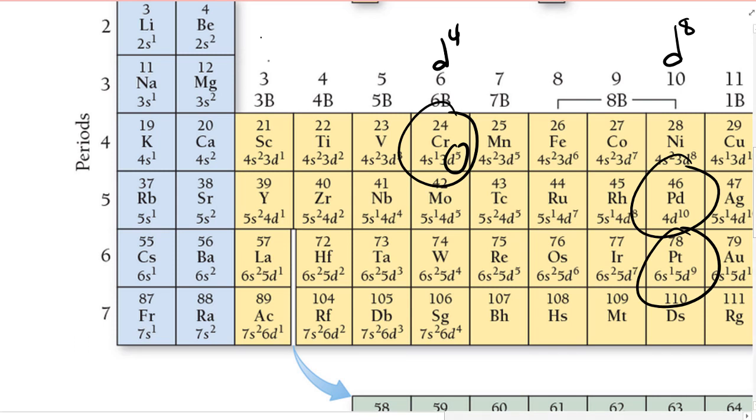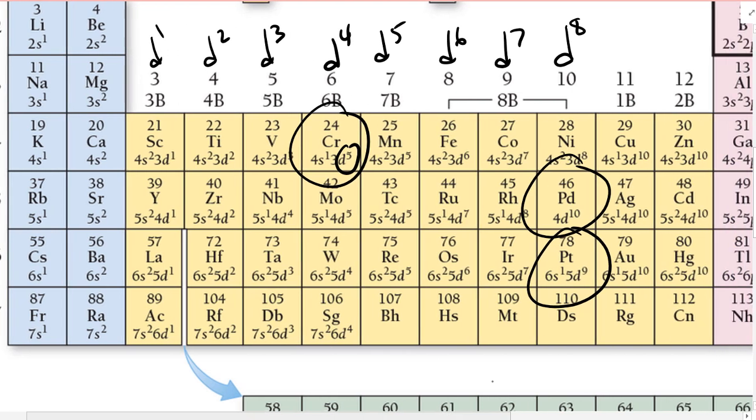So as you look at these here, we have d1, d2, d3, d4, d5, d6, d7, d8, d9, and d10. So in saying that, what is another one here that seems to not match up with the prediction? Molybdenum. There we go. There's another one. Where else? Ag and Au. Ag and Au. Exactly.